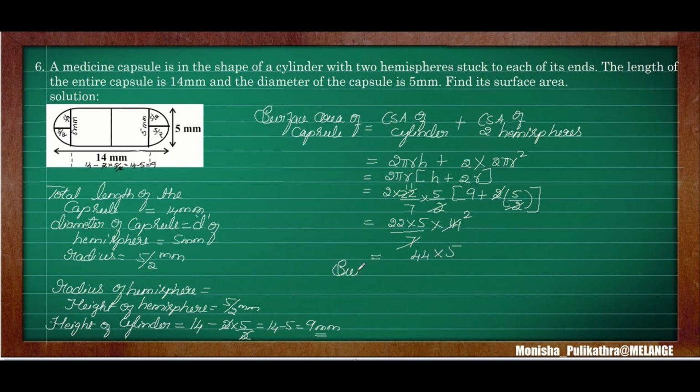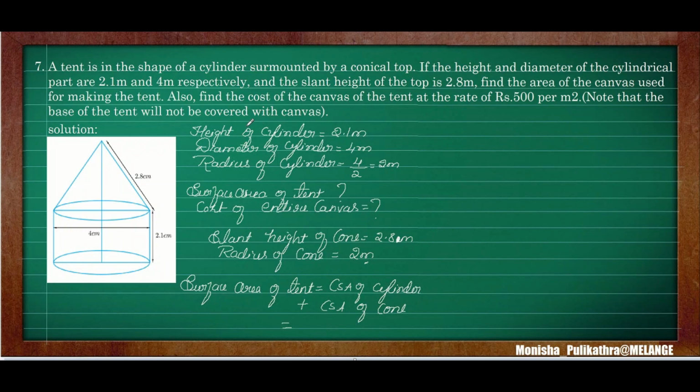Therefore, the surface area of the capsule is equal to 44 into 5, which is 220 centimeter square. So 220 centimeter square is the surface area of the capsule. I hope you understood this. Moving on to the 7th question.